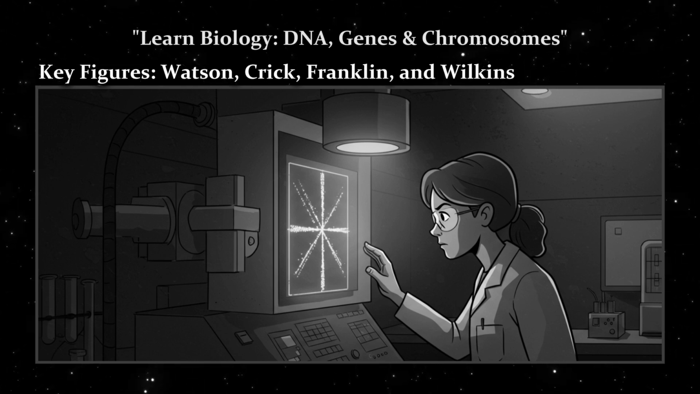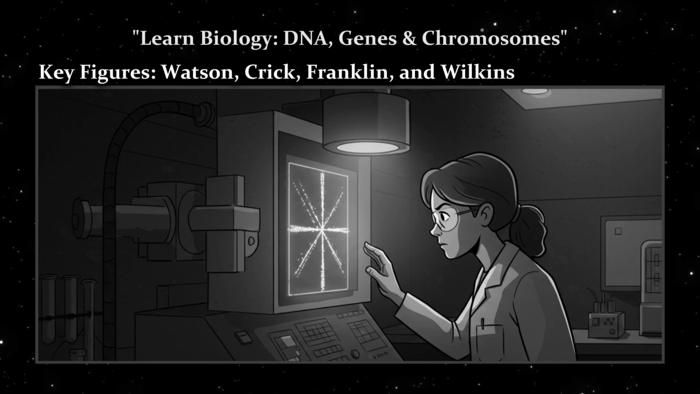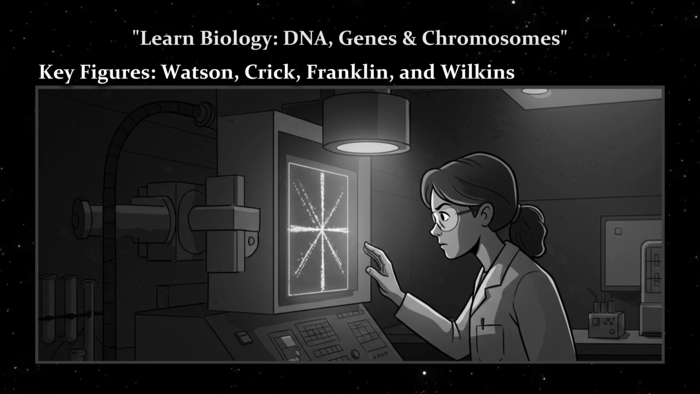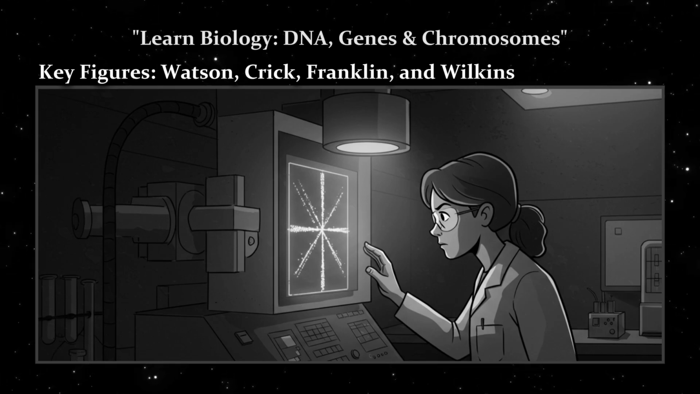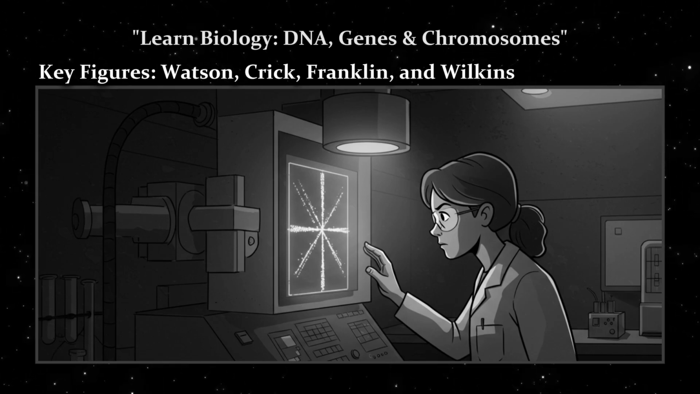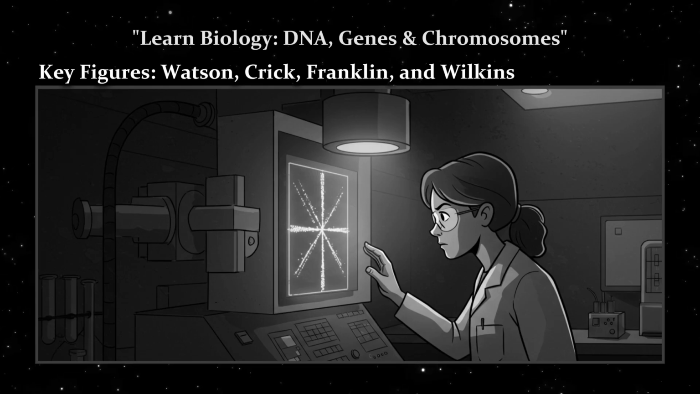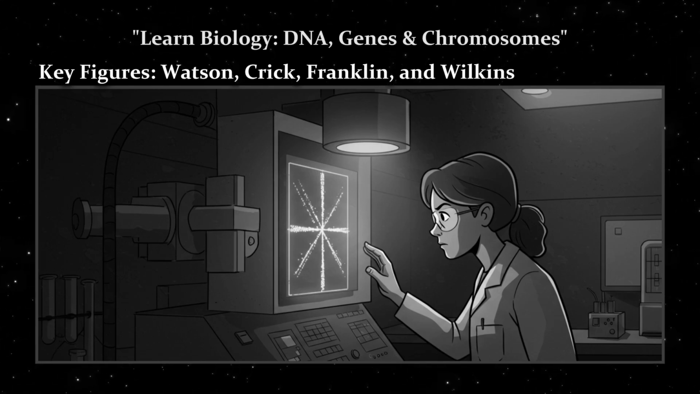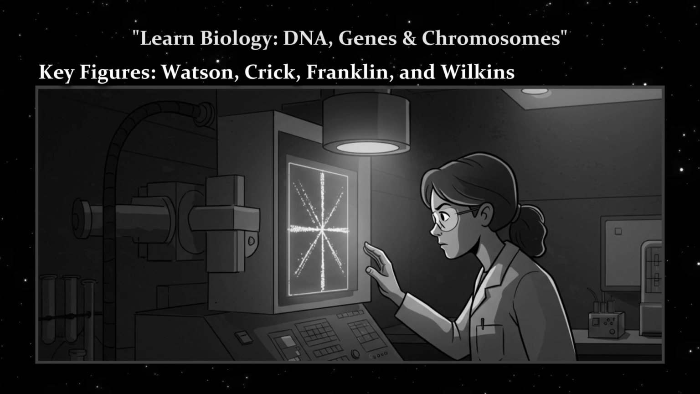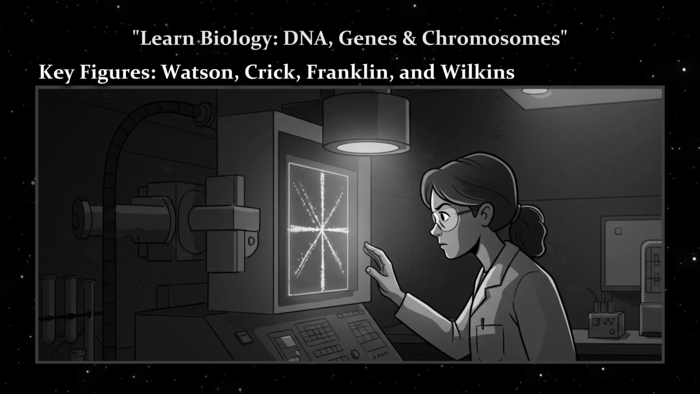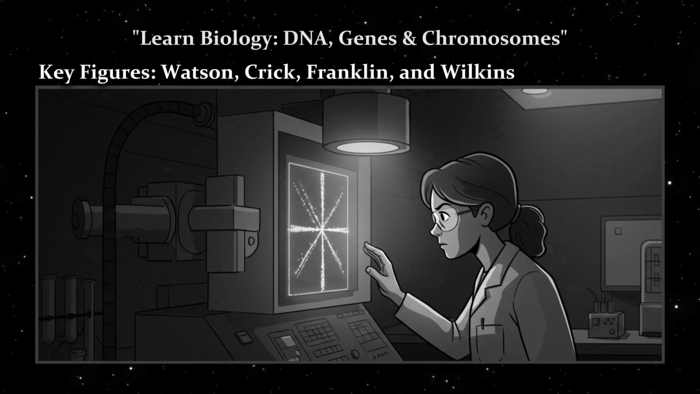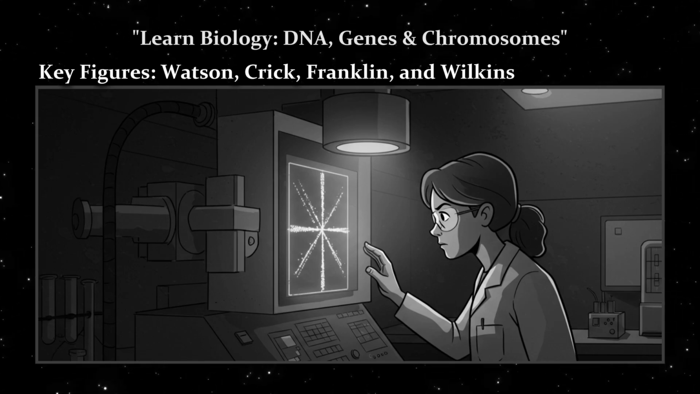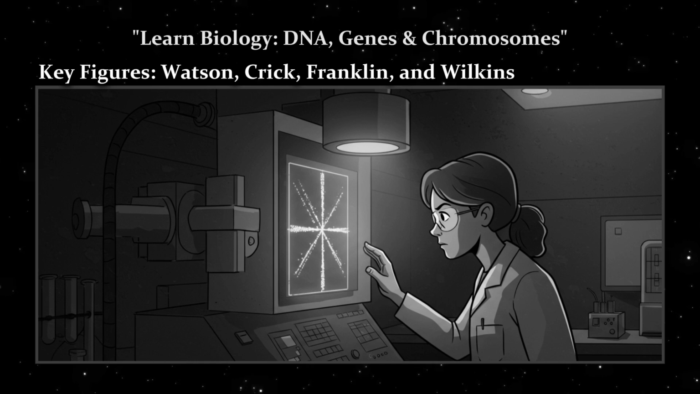Chargaff had analyzed the chemical composition of DNA from many different species and found that the amount of adenine, A, always equaled the amount of thymine, T, and the amount of guanine, G, always equaled the amount of cytosine, C. With Franklin's data confirming a helix of specific dimensions, and Chargaff's rules demanding an AT and GC pairing, Watson and Crick returned to their models.